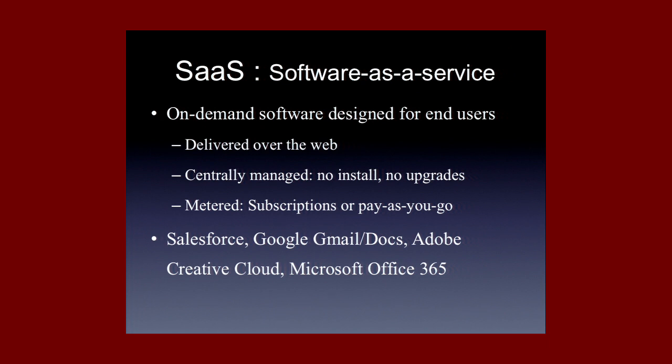Software as a service is probably the second most well-known. That's on-demand software for end users, delivered over the web. So this morning we learned about Mathematica Online. That's software as a service. You no longer have to download and install Mathematica. You simply go to the web URL for the online Mathematica and run it. When you're done with it, you close your browser and put it away.